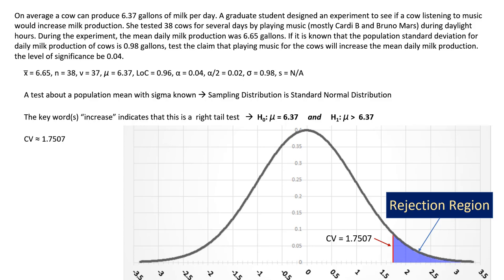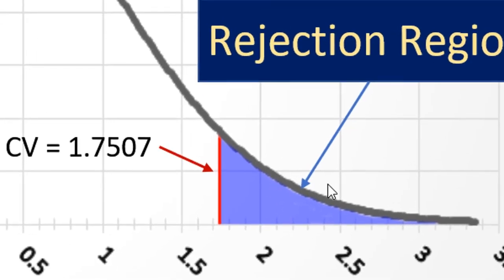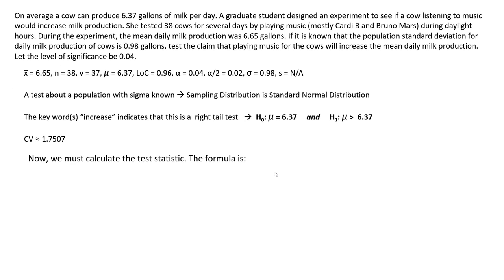The null hypothesis is mu is equal to 6.37, and the alternate hypothesis is mu is greater than 6.37 with a critical value of 1.7507 that we got from using a spreadsheet. The rejection region is, since it's a right-tailed test, to the right of my critical value, and it's this whole region over here. And now we have to calculate the test statistic.